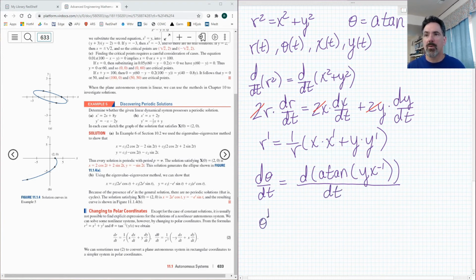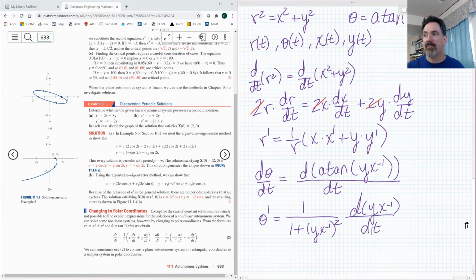So this is straightforward. This is theta prime is equal to, and now the derivative of arctan, if you don't remember, that's going to be 1 over 1 plus y times x to the negative 1, whatever the argument is, squared. So this is the derivative of the arctangent. You can look that up on Google if you don't remember. And then, of course, chain rule, we're left with the derivative of y x to the negative 1 with respect to t.